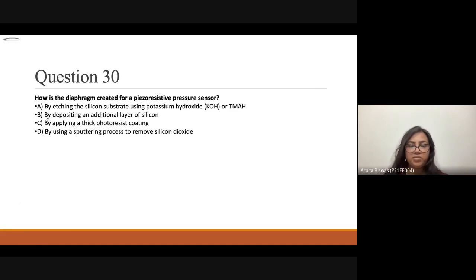How is the diaphragm created for a piezoresistive pressure sensor? First option is by etching the silicon substrate using potassium hydroxide or TMAH. The second option is by depositing an additional layer of silicon. The third option is by applying a thick photoresist coating. The fourth option is by using a sputtering process to remove the silicon dioxide. So what is the right answer?